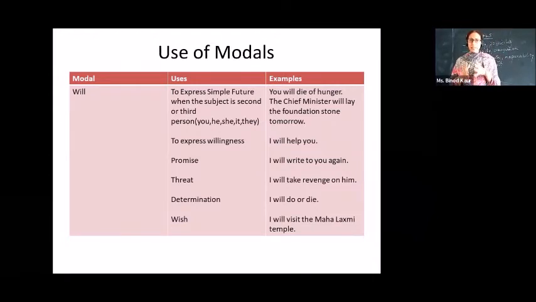Threat is dhamki. Determination: I will do or die. Determination, तय कर लिया. Wish: I will visit the Mahalakshmi temple. This is a kind of a wish also. So let's move to the next slide.